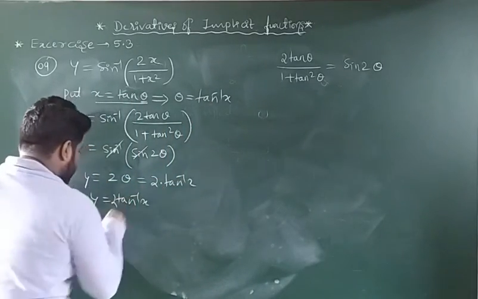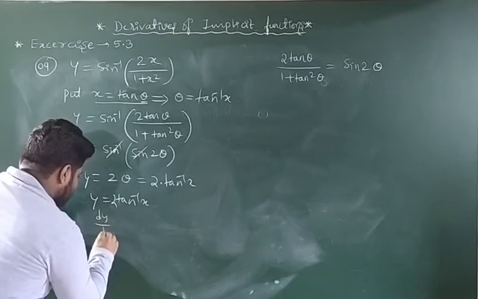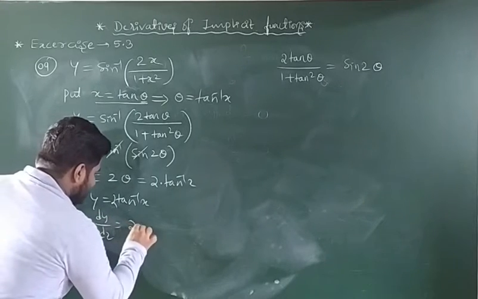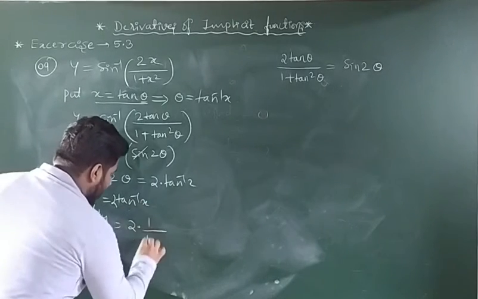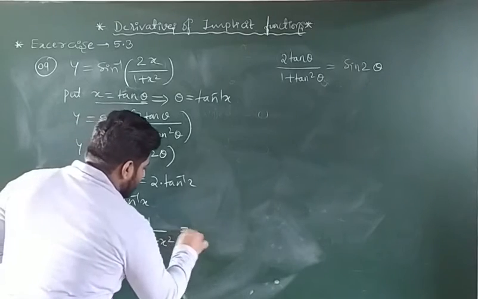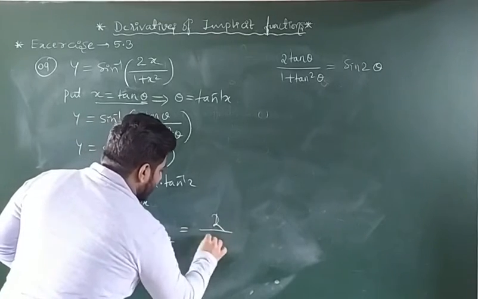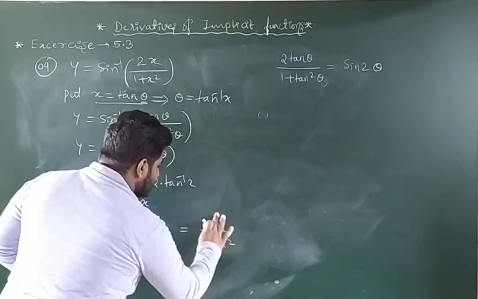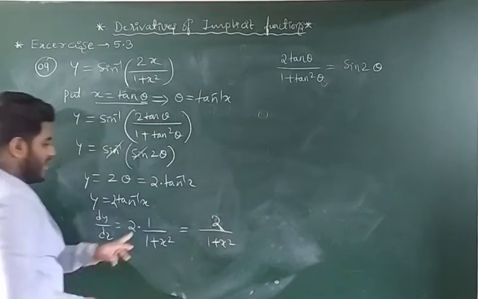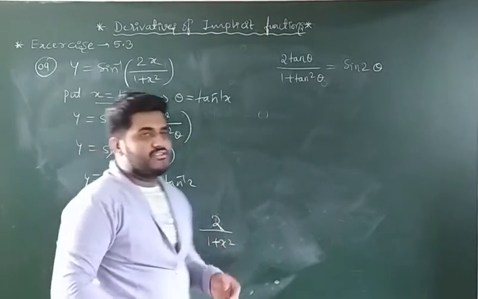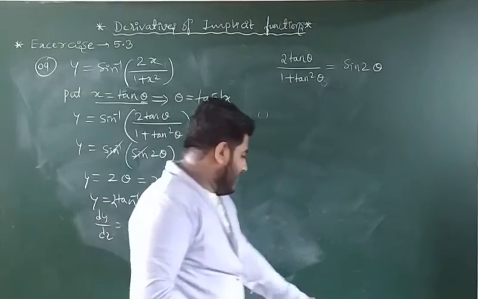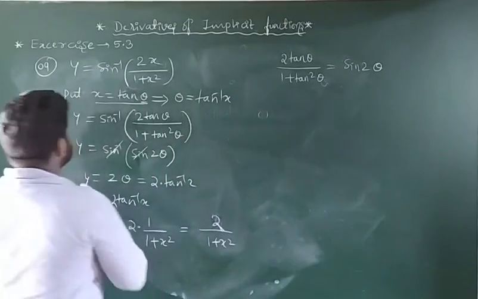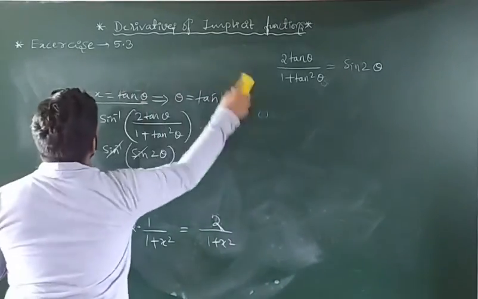2 is there, you write it here. dy by dx equal to 2 as it is. Derivative of tan inverse x is 1 divided by 1 plus x square. By simplifying, 2 divided by 1 plus x square is the answer for this question. I hope you are getting it. Next one, ninth is over now. 10th problem.